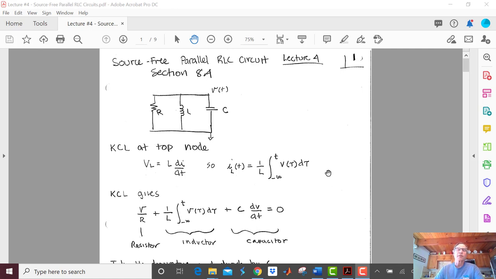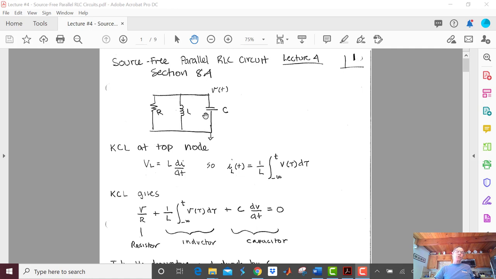Now, before we get started, I want to point out that this is our source-free parallel RLC circuit. And I remember taking this class many years ago, and I looked at a circuit like this and said, why would I be interested in that? That circuit, there's going to be no energy in it. It's just going to sit there dead.